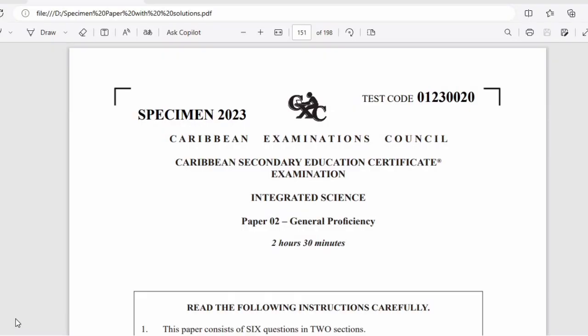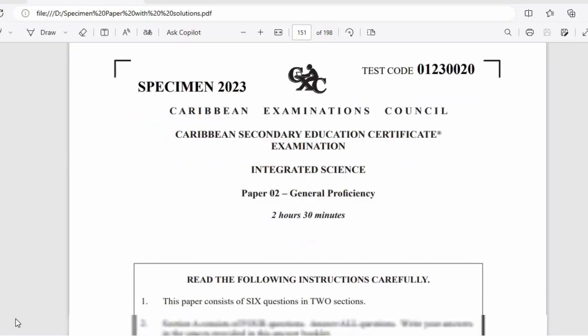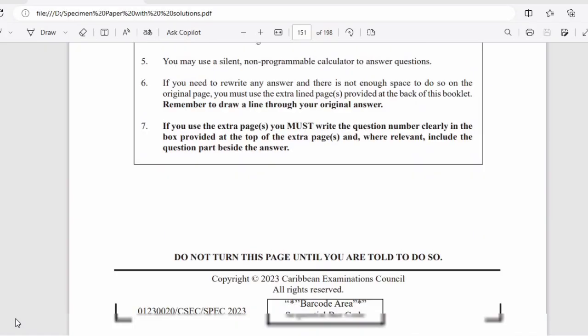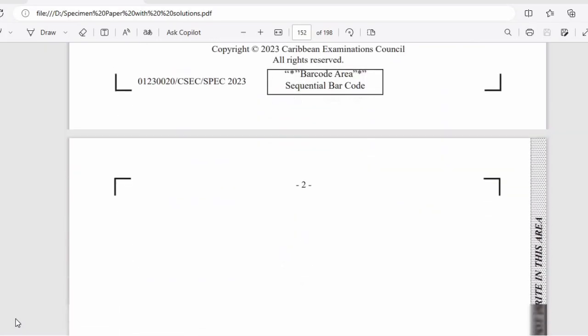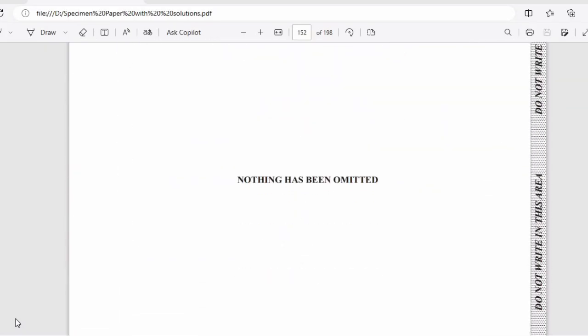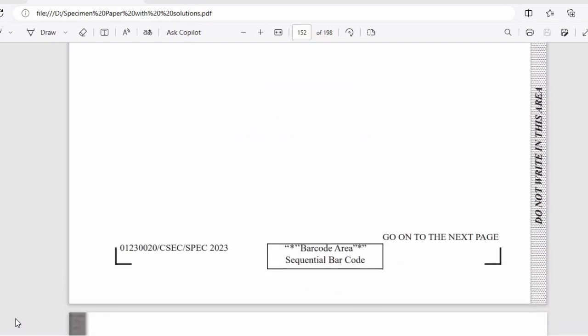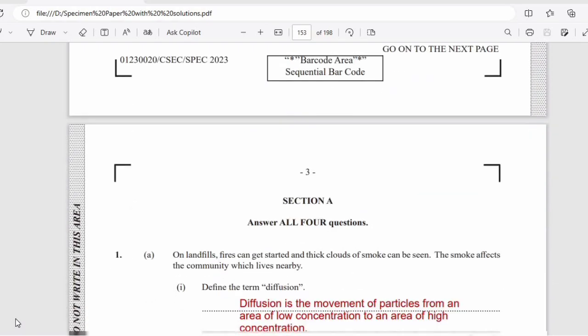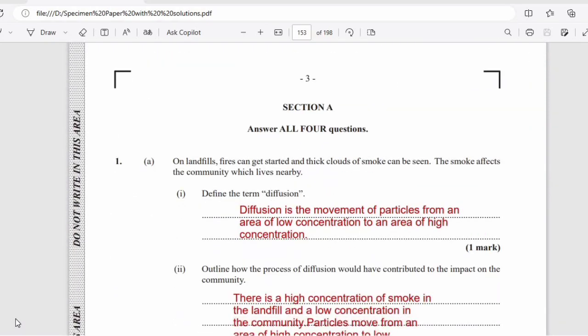Now, if you've never sat the integrated science exam before, this paper lasts for a total of 2.5 hours, and you have that time to complete 6 questions in 2 sections. So let's get straight into the paper, because you guys have a lot of work to do. Remember, all the questions on the integrated science exam are a must. You cannot choose which questions to answer. You must answer all questions. So the first section, section A, let's go.